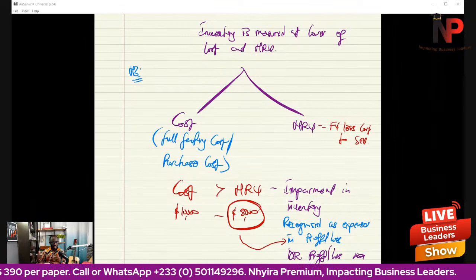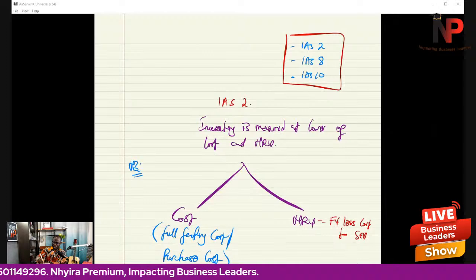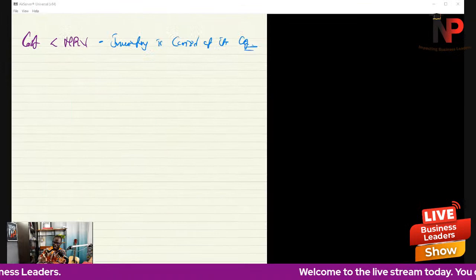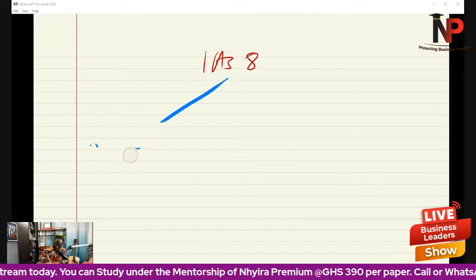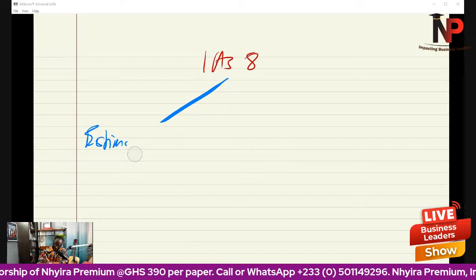That's the takeaway generally. And if you come to IAS 8 also, it's more or less like the same thing. With IAS 8, accounting policy, changes in accounting estimates and errors, there are three things that you need to understand there. Accounting estimates. I'm not going to teach you this, but I just want to see if I can give you some summary. Accounting estimates.